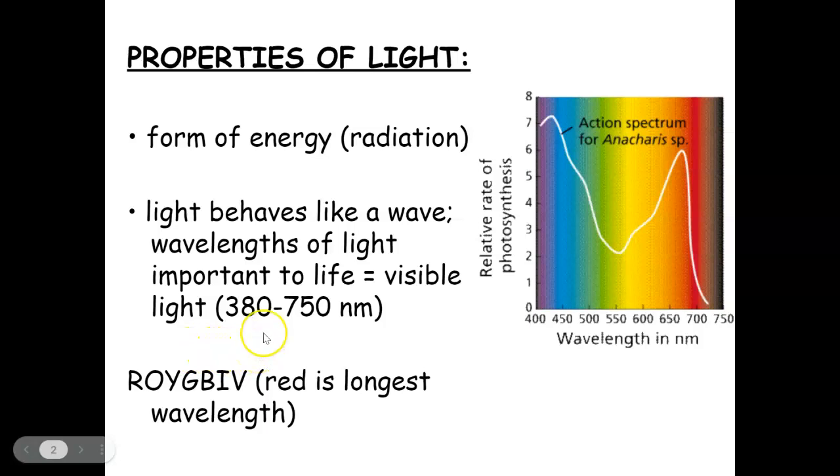However, even though we usually use the acronym Roy G. Biv, they do go in reverse order on the electromagnetic spectrum, where red would then be the longest wavelength and purple would be the shortest wavelength. This particular graph is called an action spectrum. An action spectrum is an important graph for photosynthesis because it shows you the rate of photosynthesis that's happening at each different wavelength of light.